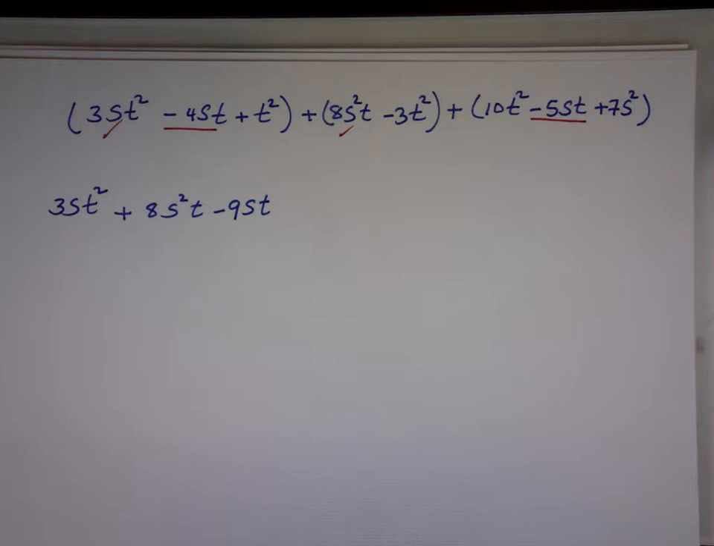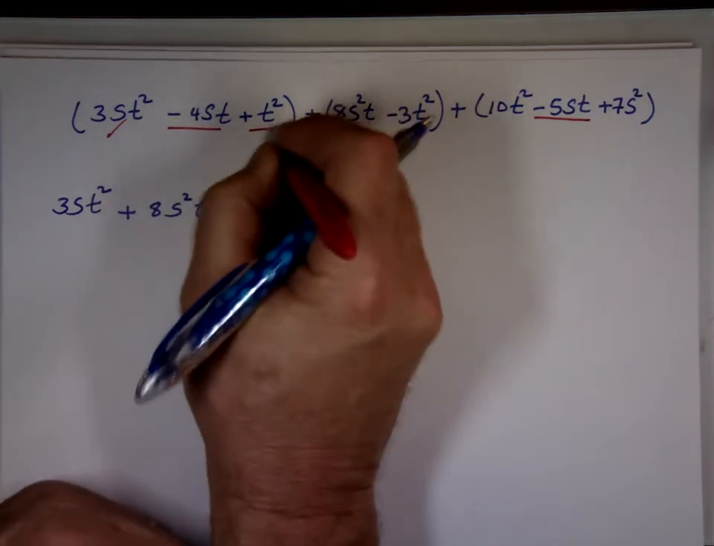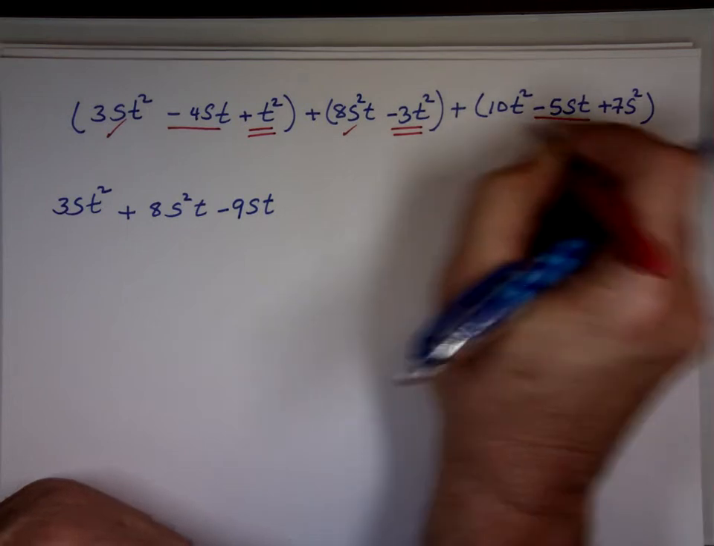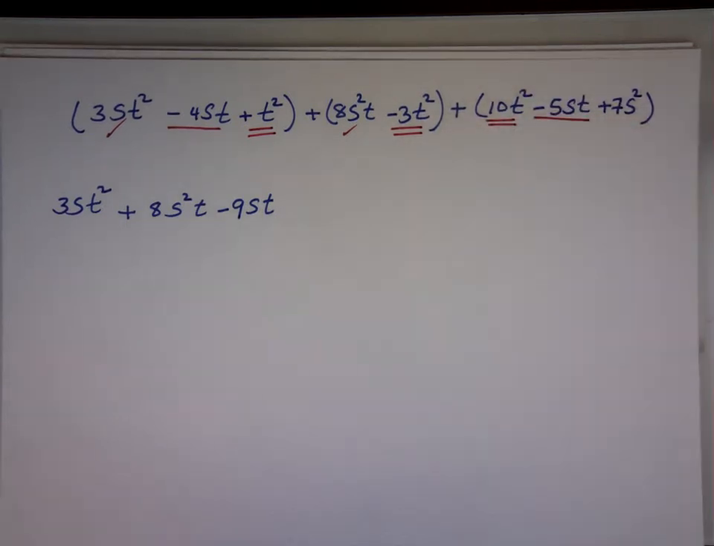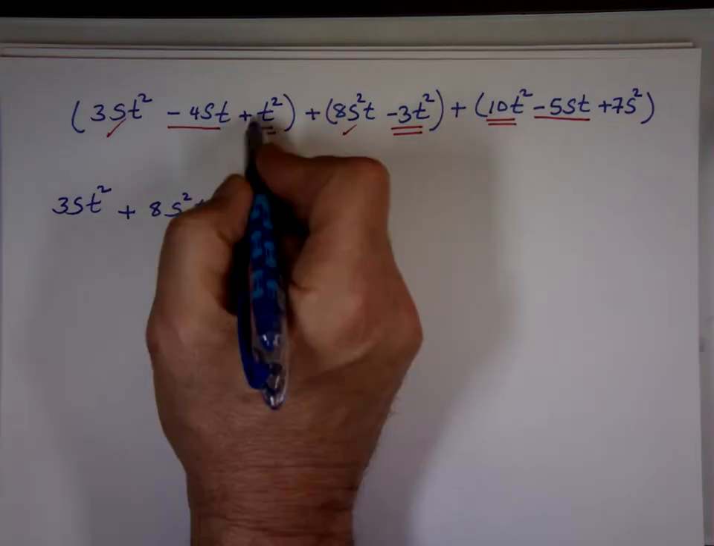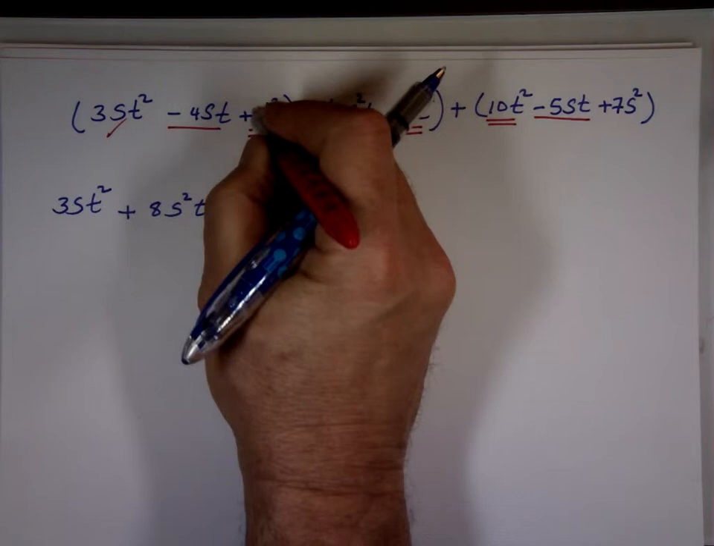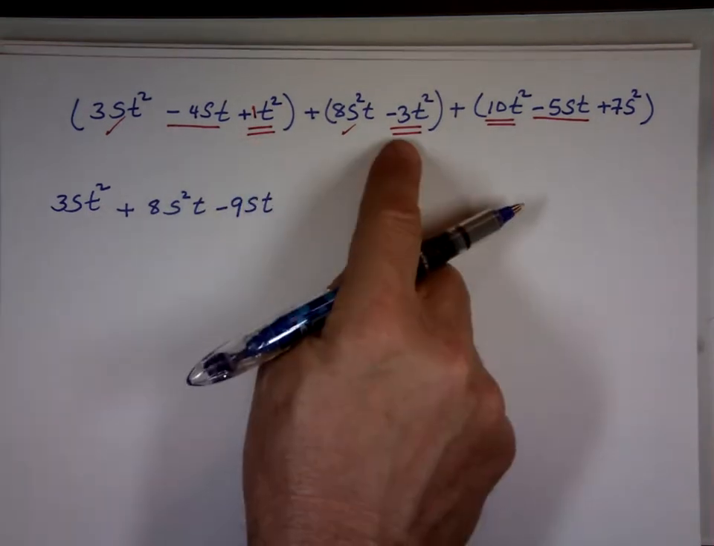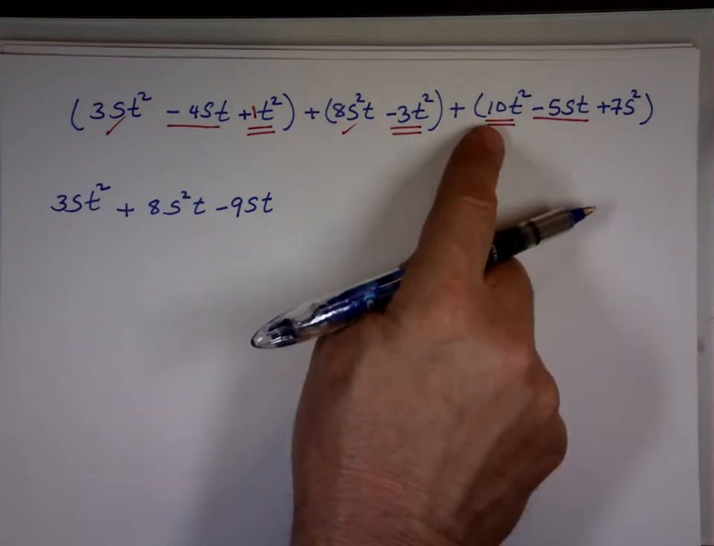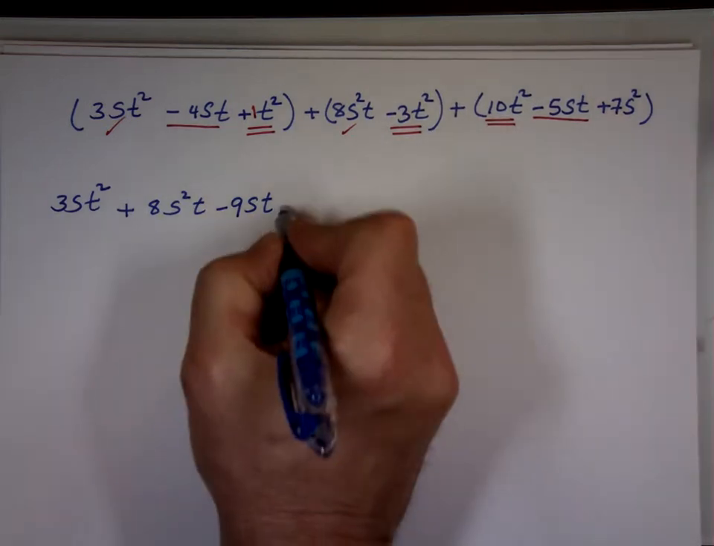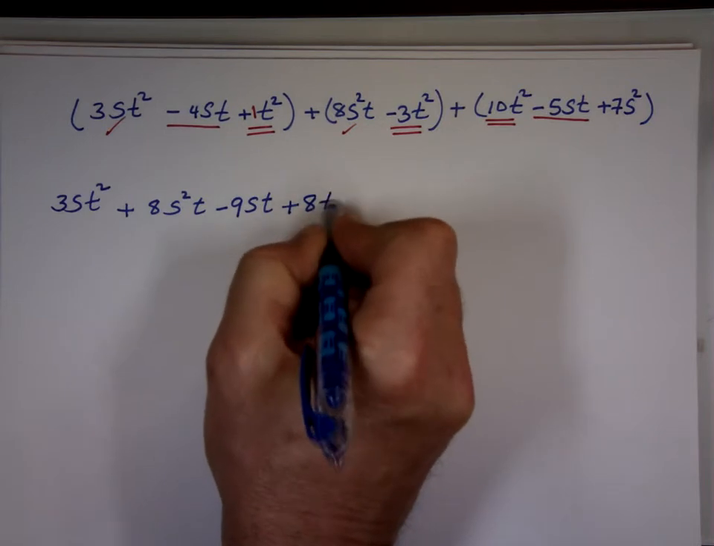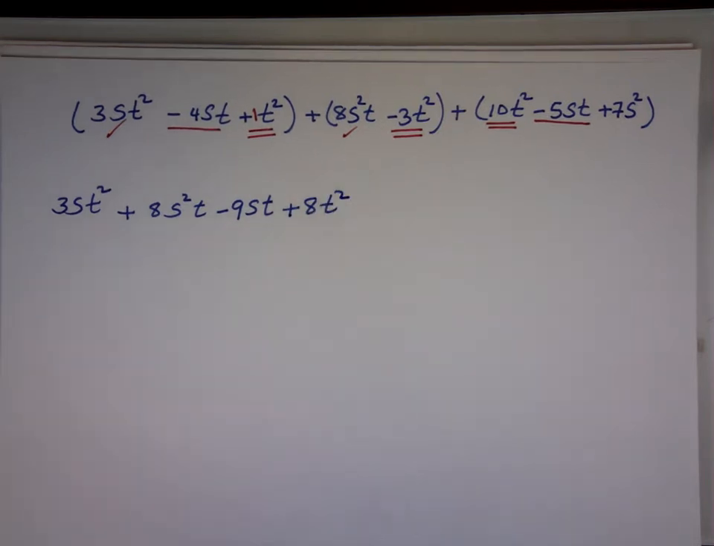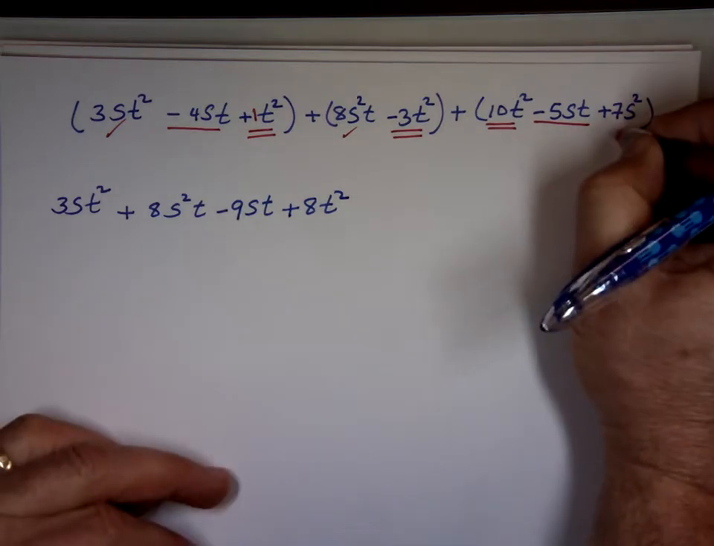Next, I see t squared. I see 1 here, I see 1 here, and I see 1 here. The number in front of this is what? 1. So what is 1 minus 3 plus 10? 8t squared. 8t squared. And anything else we didn't touch yet? Still one more piece. Do you see it? Yep, 7s squared, right?